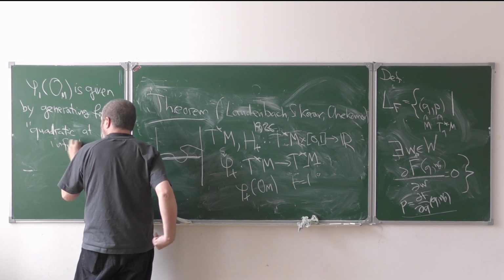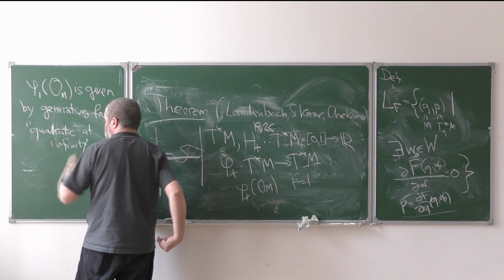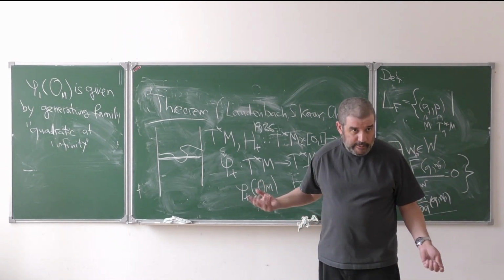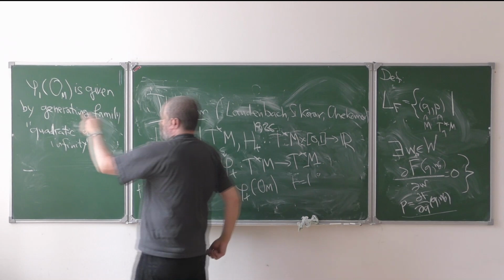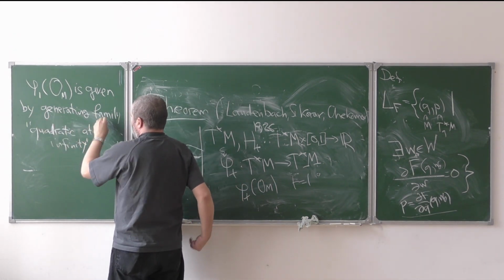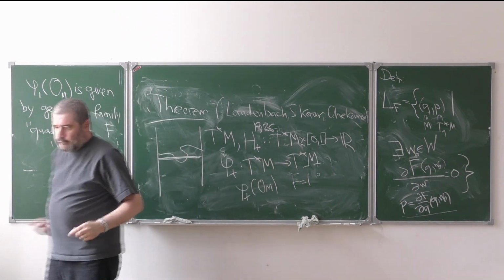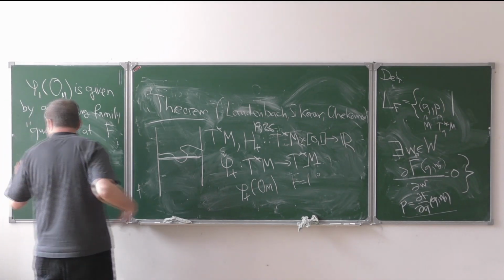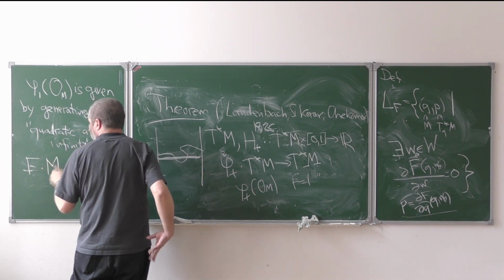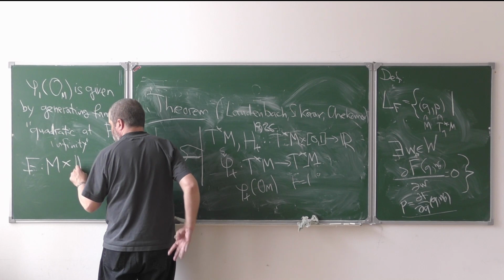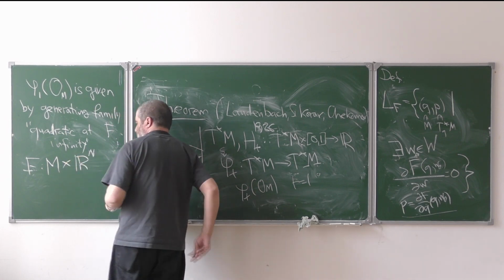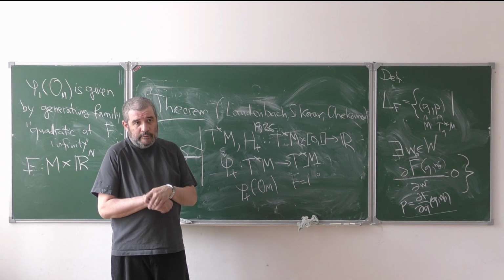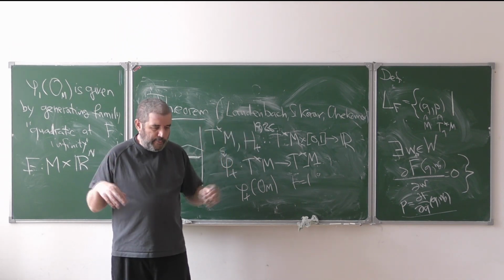And now I will explain what quadratic at infinity means. It is given by a generating family, say F. Where is F defined? F is defined on a product of M by some vector space of big dimension in general, probably very big.